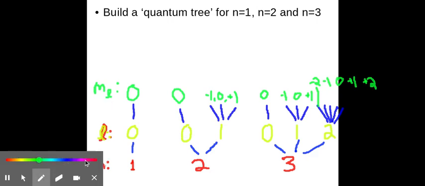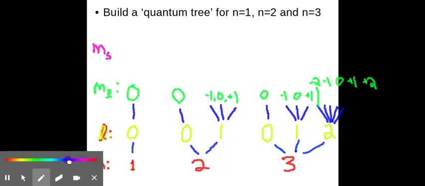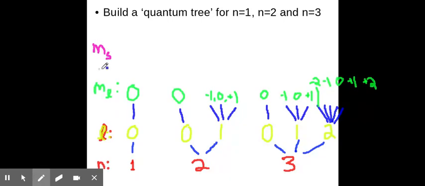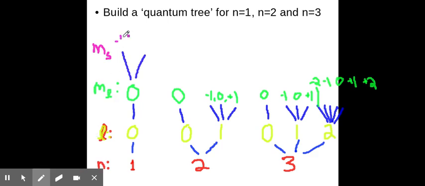The last one, let's do this in purple, is the MS one. And if you got those 3, the MS one's easy. For every orientation that there is, there are going to be 2 possible spins. So this orientation here, this 0 orientation, has 1 spin or another spin. And remember, there are only going to be 2 possibilities. We call one of them a -1/2 spin, and we call the other one a +1/2 spin.